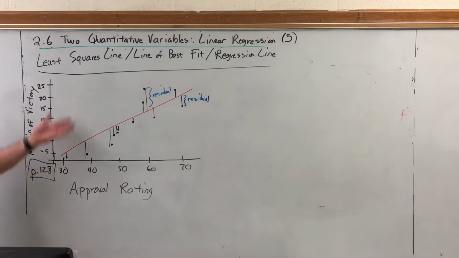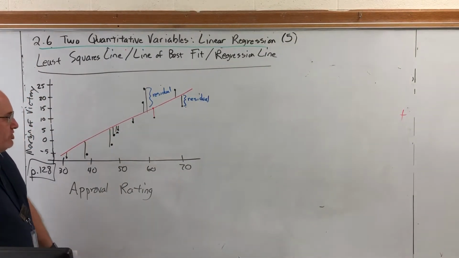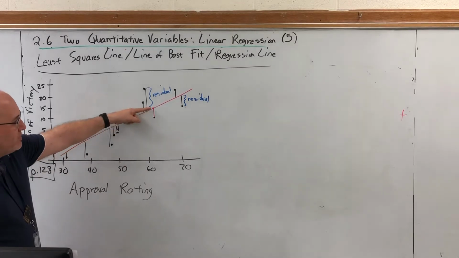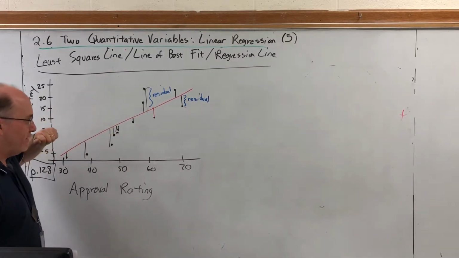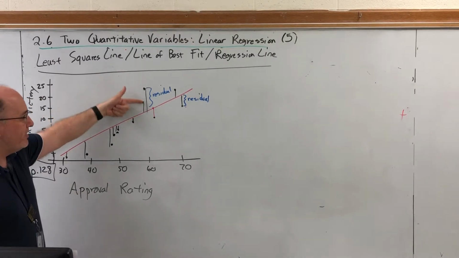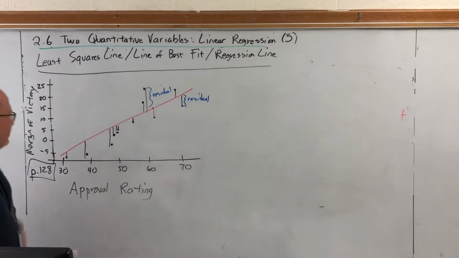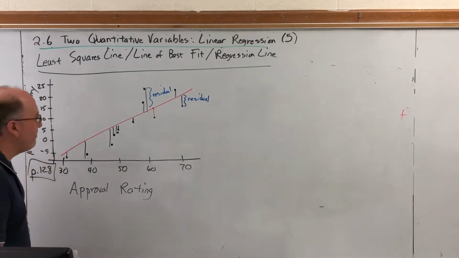Keep in mind that the points below the line have negative residuals, because residual is what we observe minus what the line predicts. Whereas the points above the line of best fit have positive residuals, because what we observed is greater than what the line would have predicted in terms of the response variable, in this case margin of victory.